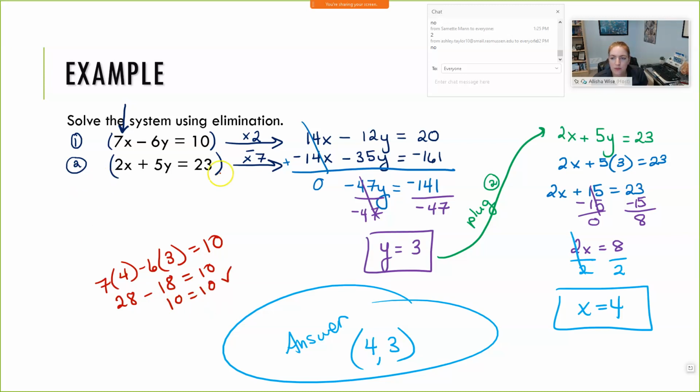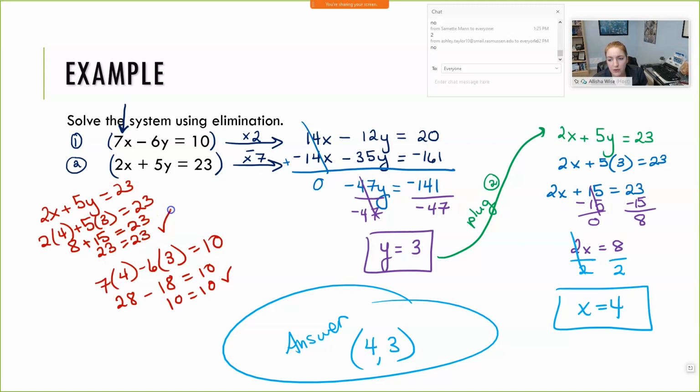Woohoo! And we should also plug it into that second equation just to double check we didn't mess up our math, right? So 2 times 4 plus 5 times 3. Does that give me 23? 8 plus 15. It sure does. So it works in both. Yay, we're so happy. Okay, that's a smiley face. It's happy.